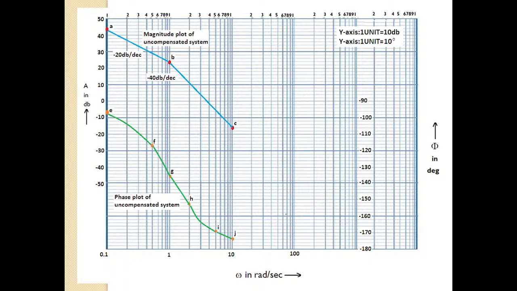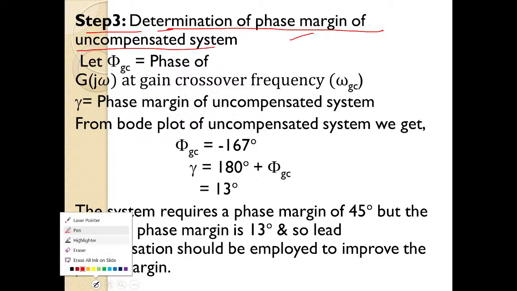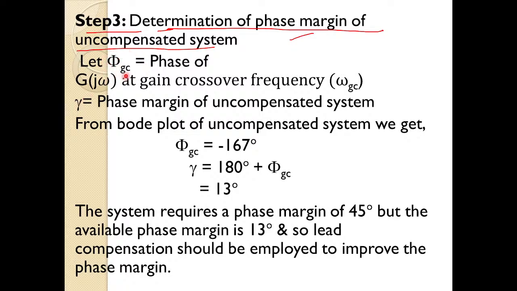I hope you have completed. So now let us see step number 3, determination of phase margin of uncompensated system. Let us consider phi GC. Phi GC is the phase of G of j omega at gain crossover frequency, meaning phi GC is the phase at omega equal to omega GC, and gamma is the phase margin of the uncompensated system.